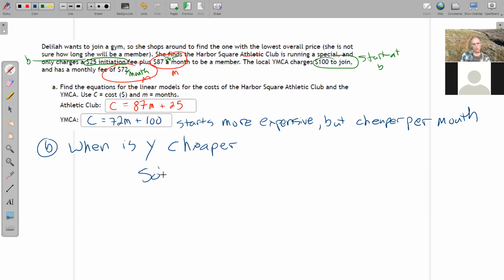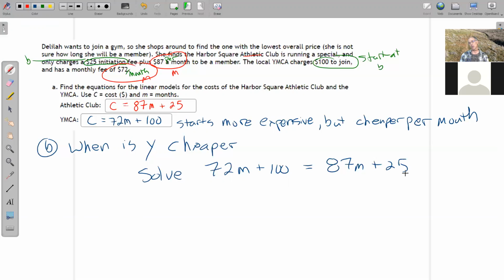So I would just solve setting those two equal. Take the YMCA, 72m plus 100, set it equal to 87m plus 25, and figure out what month that happens at. That's the turning point where the Y suddenly becomes cheaper. Okay, so let's do that. We've got a couple more minutes here. To solve this, I would do what first? I think I would move this 100 over to the other side.